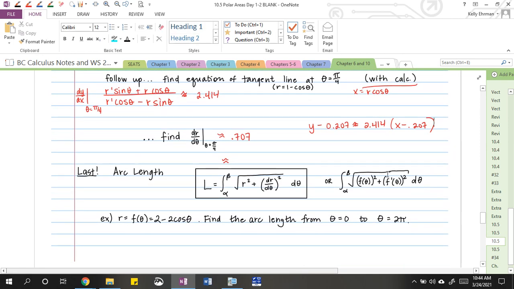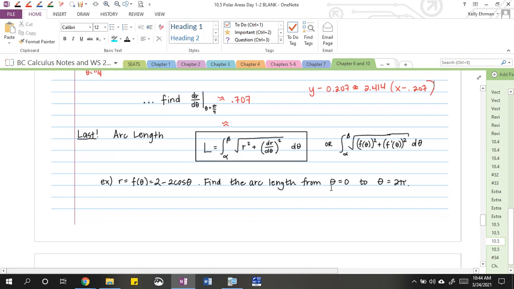Okay, the last thing to learn, arc length. We're still on polar curves. If we're talking about distance, we're still talking about arc length. So this should look pretty familiar, kind of similar to our other arc length formula. The integral from alpha to beta of the square root of, this is important, r squared plus dr d theta squared, d theta. In parametrics, it was like x prime and y prime. Here it's r squared and r prime squared.